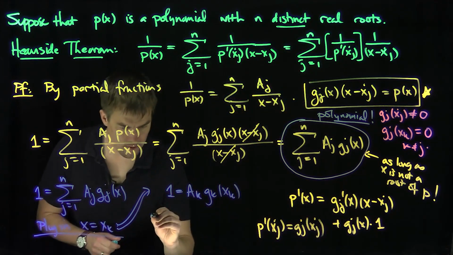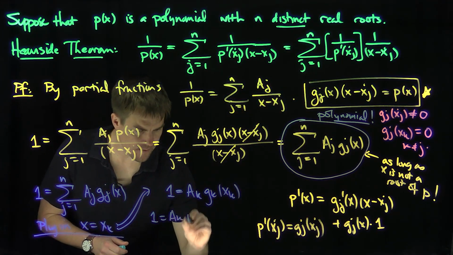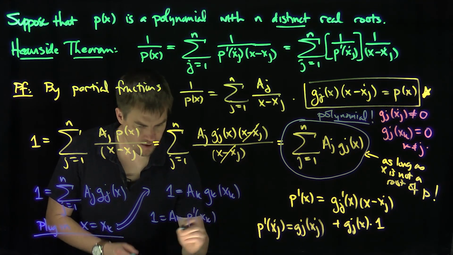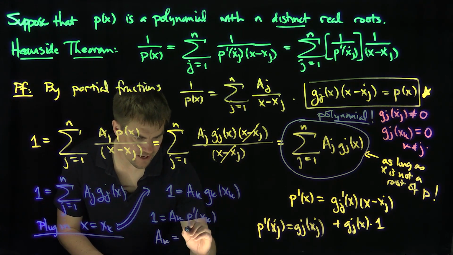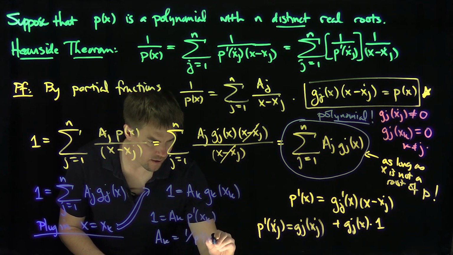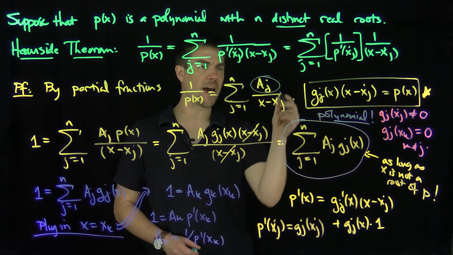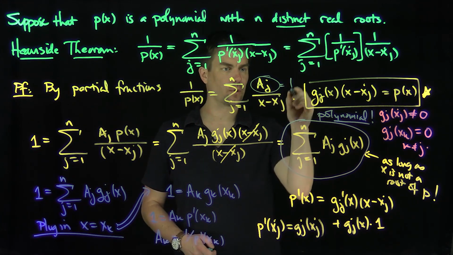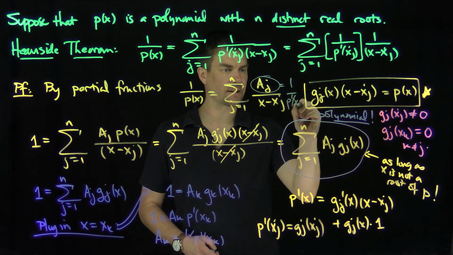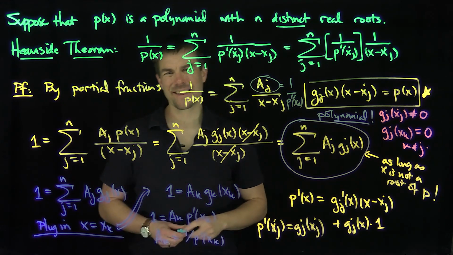So this says that 1 is equal to ak times p prime of xk. Therefore, ak is exactly 1 over p prime of xk. And so in this expression, I can replace the ak with 1 over p prime of xk, and that proves our result. Thank you very much.